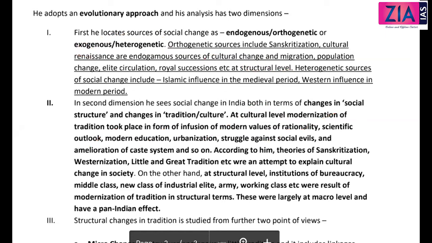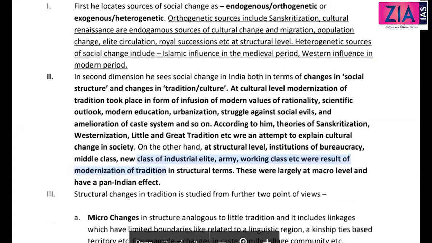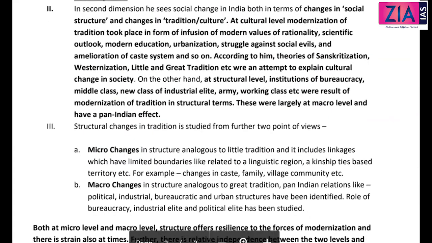According to him, theories of Sanskritization, Westernization, Little and Great Tradition were an attempt to explain the cultural changes in society. On the other hand, the structural changes are bureaucracy, democracy, rule of law, middle class, new class of industrial elites, army, working class. All these are the result of modernization of tradition in structural terms. These were largely at the macro level and have a pan-Indian impact.